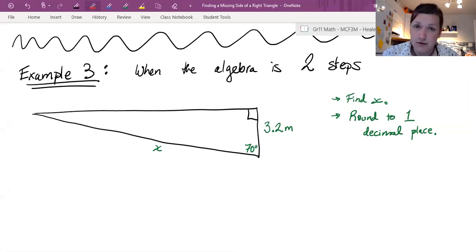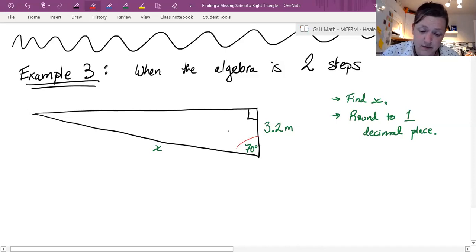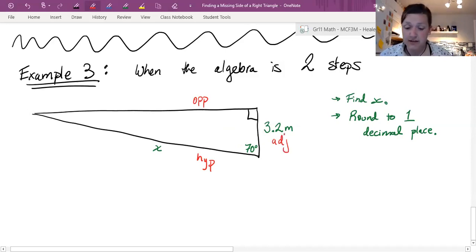So remember, our first step is always, always, always label the sides of the triangle in relation to this given angle of 70 degrees. So remember, the side that's across from the right angle is always the hypotenuse, so we know that one first. And then the side opposite that 70-degree angle is the opposite side. And the side adjacent to the 70-degree angle is the adjacent side. Okay, so we have labeled those.